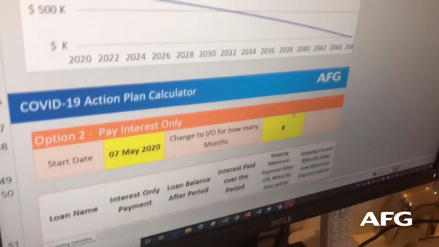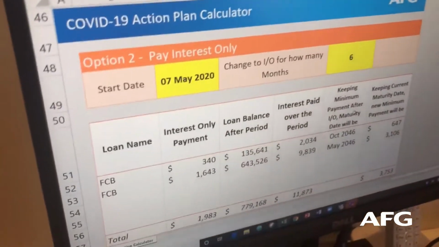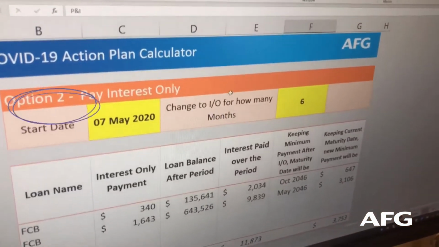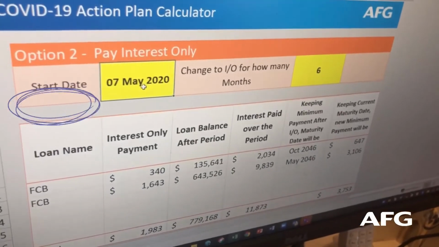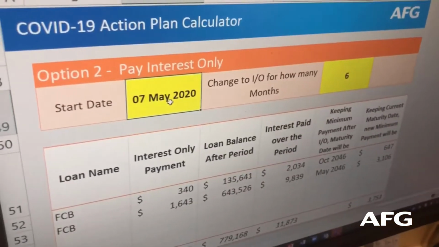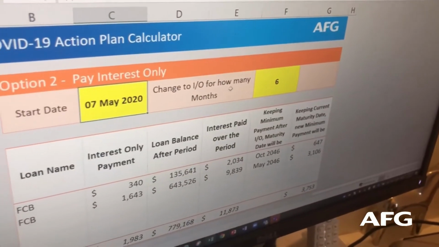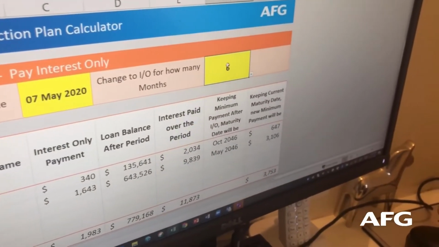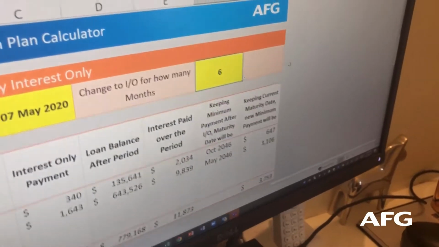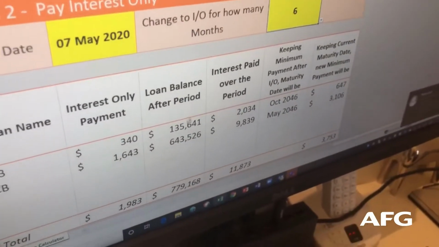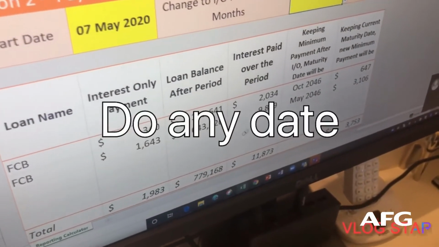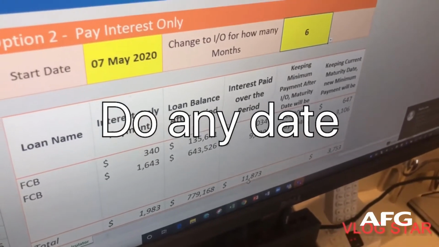Then we get into the real options. So option two will be to pay interest only. So up here in the yellow, you can change the start date to whatever you want. I've just selected May the 7th, 2020, because it's 30 days from today. And we've said that we want to pay interest only for 6 months. So what the calculator then does is work out what the loan balance would be at the end of the 6 months, and tells you how much interest you would pay over that 6 months.